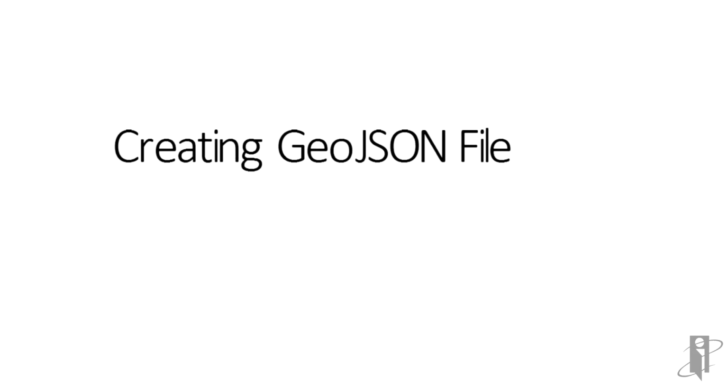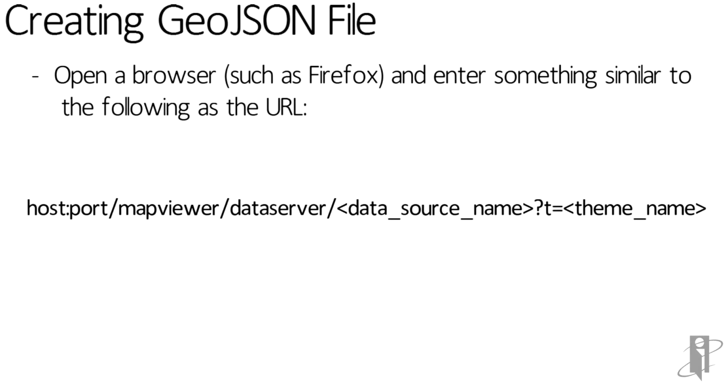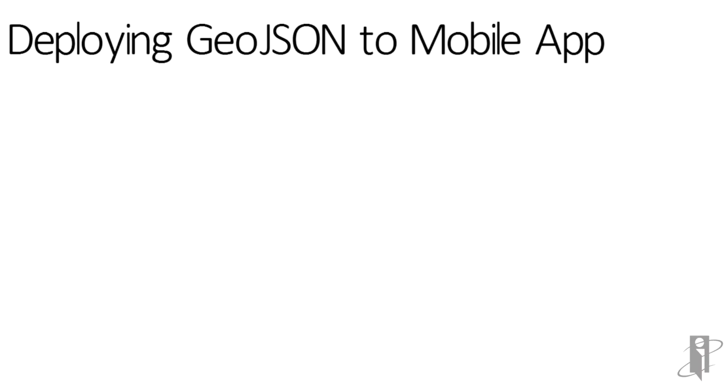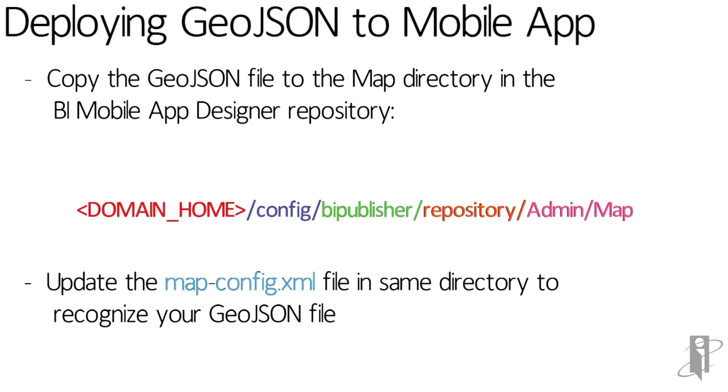To create that GeoJSON file, we'd open up a browser such as Firefox, and we would enter the information shown: basically our host, the port that we're running the map viewer app on, then the data server. After data server, tell it the data source that we have used for our maps in the Oracle database, and then a question mark, t, the equal sign, and the theme name that we want to be building our GeoJSON file from. Finally, deploying that GeoJSON file would be into the domain home folder, config, BI Publisher, repository, admin, map. The updates to the map config file would be in that same directory.